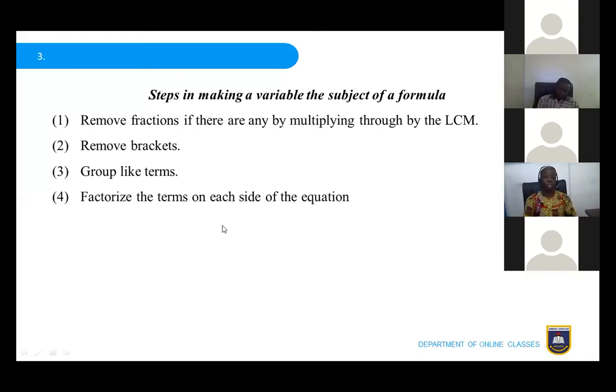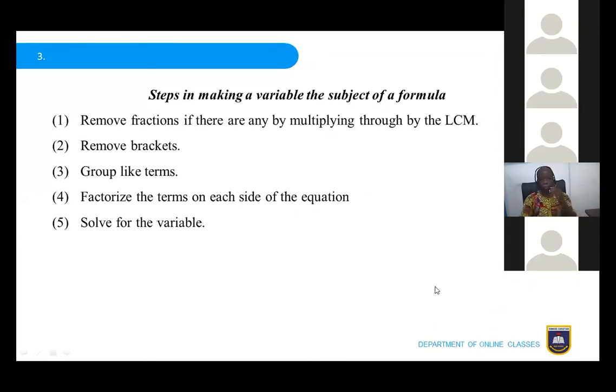Then you solve for the variable. So we factorize, then by solving, you will be dividing through by the coefficient. Then you cancel out so that the variable now remains standing alone. Then we say you've made it the subject. These are the steps you will need to go through in order to make a variable or a letter stand alone in a particular formula. If you know these steps, there is no way you cannot make a letter stand alone in any given mathematical equation. Copy that, let's move on.